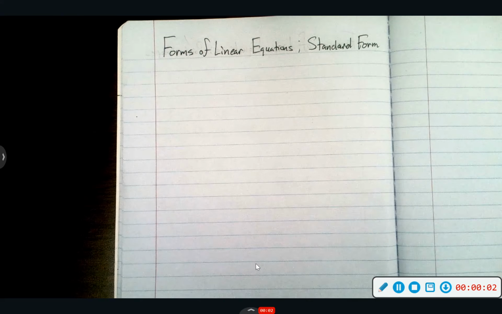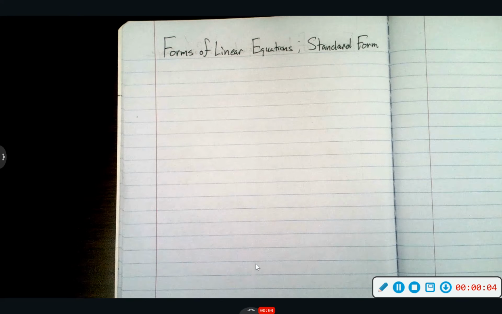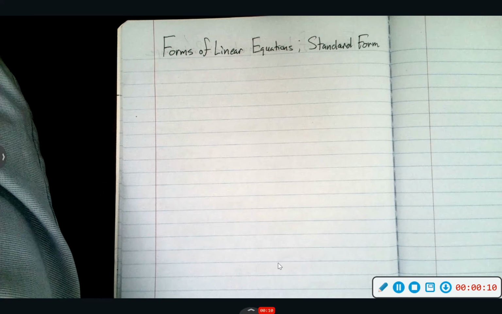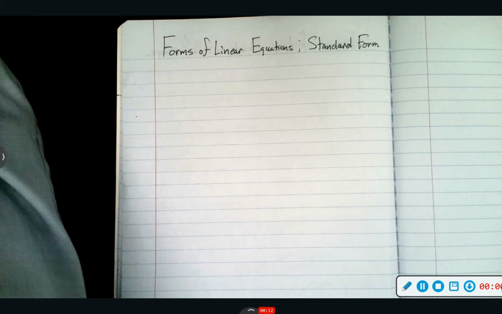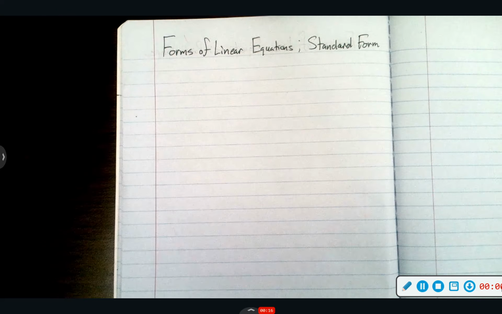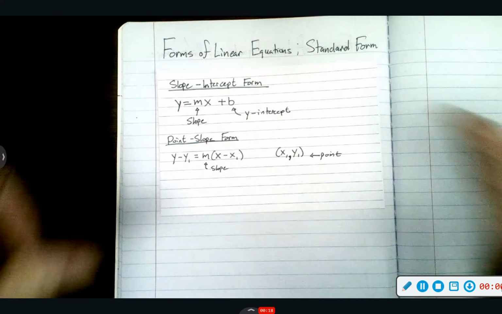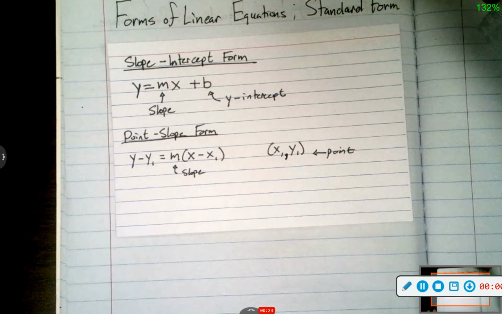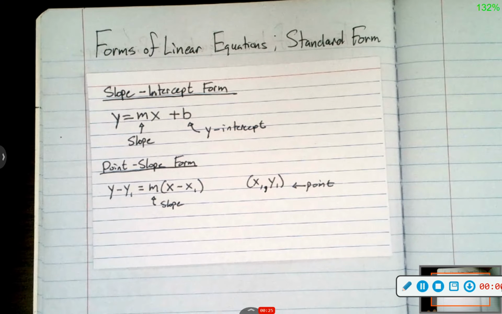Alright guys, today we're going to continue talking about the different forms of linear equations. We're going to pick up with the next one, standard form. So just to recap what we've talked about already, we've already looked at these other two forms of linear equations, slope-intercept form and point-slope form.